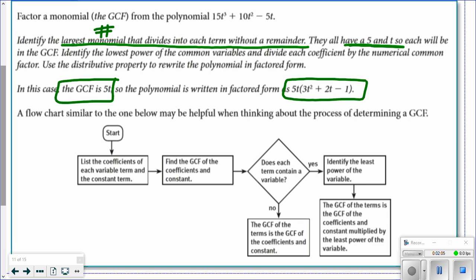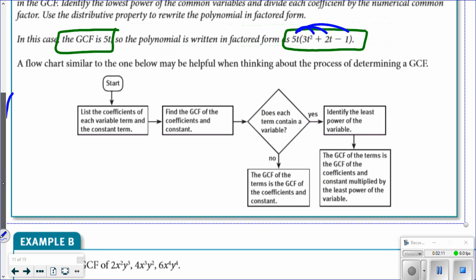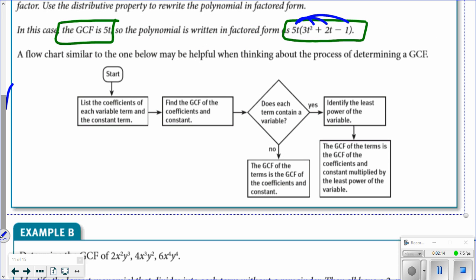Now, to always check our work, remember, we can distribute back through. And we have a flow chart if you ever need to use it. Okay. So you're listing the coefficients of each variable term and your constant term. Then you want to find the GCF of those. Does each term contain a variable? If no, you're good. If yes, you're going to identify the lowest power or the lowest exponent.